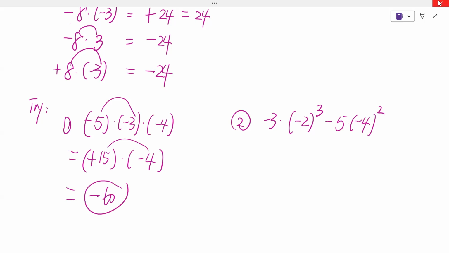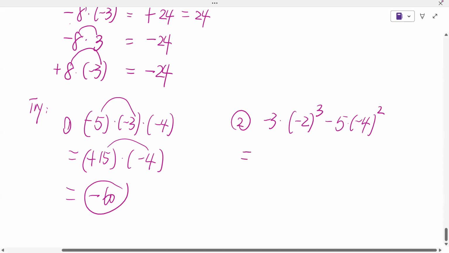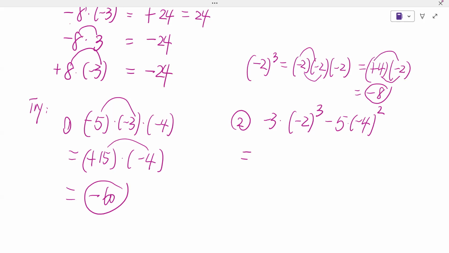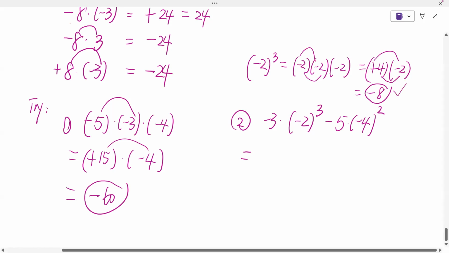And the second one, we're going to take -2 to the third power first. That's -2 times -2 times -2. Two negatives turn into positive, 2 times 2 is 4. And times -2, plus times minus is minus, 4 times 2 is 8. So the answer is -8. Another way of saying this is a negative number to the odd power remains negative.